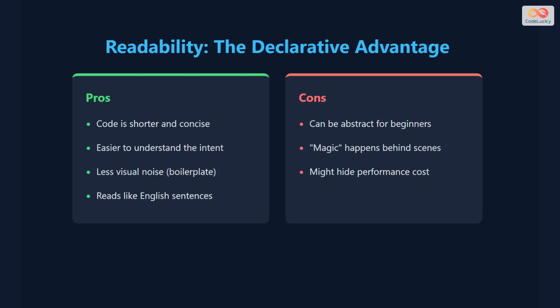This brings us to readability. Declarative code is generally more concise and easier to understand because it focuses on intent rather than mechanics. It reduces visual noise. However, for complete beginners, the hidden logic can sometimes feel like magic.